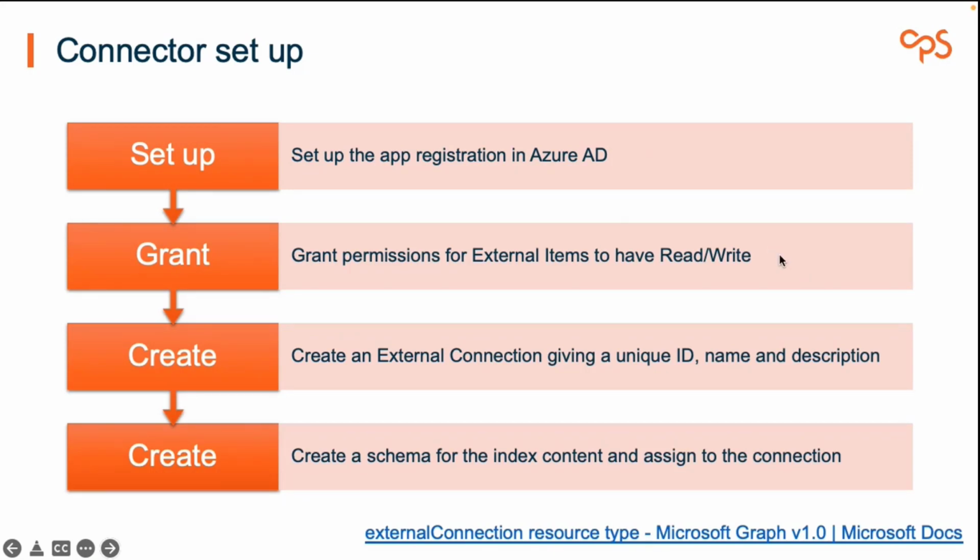You've got to make sure you've granted permissions with that app registration so that external items have read write. You then give your external connection a new unique ID, name and description. So just those 3 elements there. And then really the interesting bit is how you create that schema. So that schema is the definition of your search index.